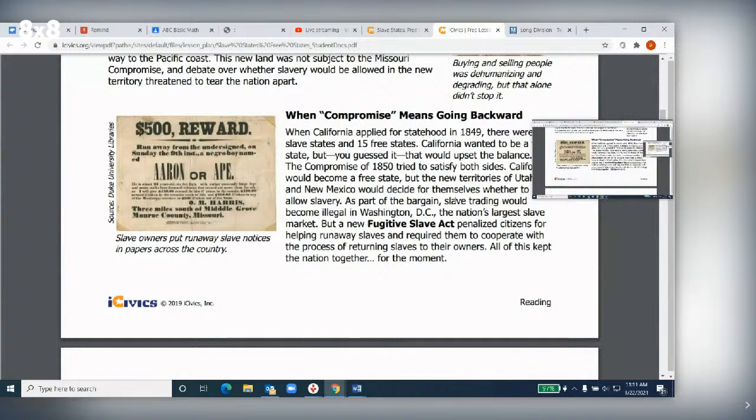So if you get a chance, just look over those maps. It just gives you an idea of where our country was when we went into the Civil War.